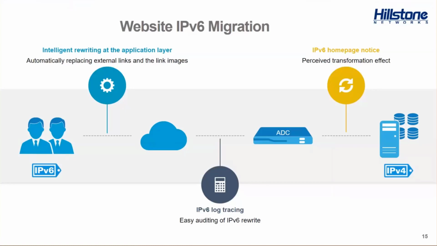The traceability and forensics are also especially important in this environment. Usually an IPv6 log is required, and Hillstone ADC can also provide an app layer log tracing with local database storage. And if needed, you can export this to other devices for security auditing.